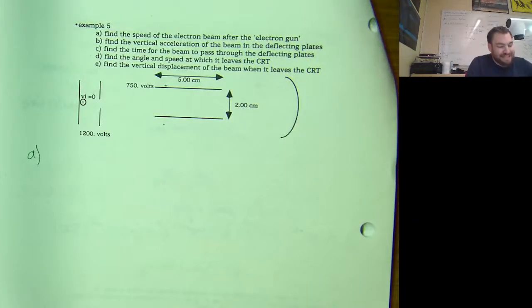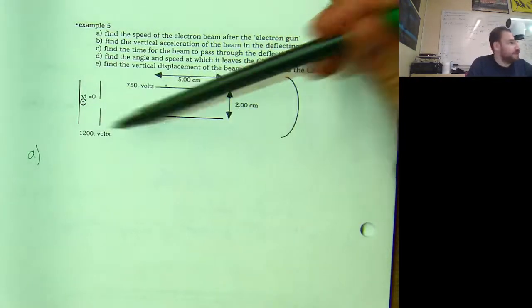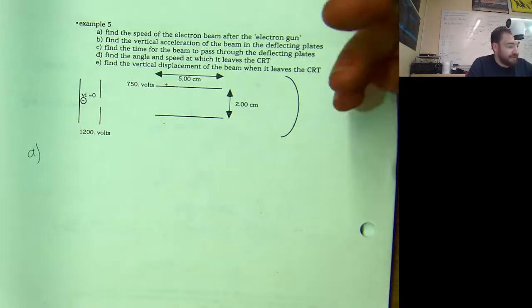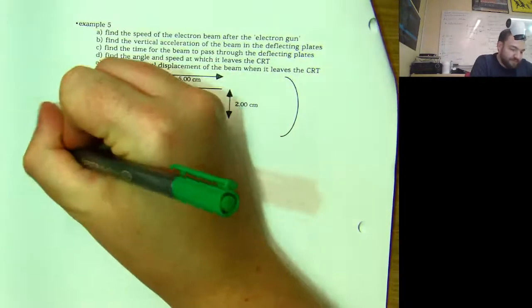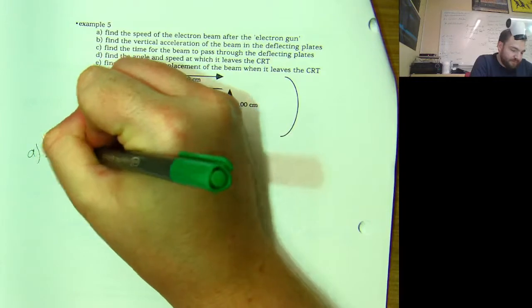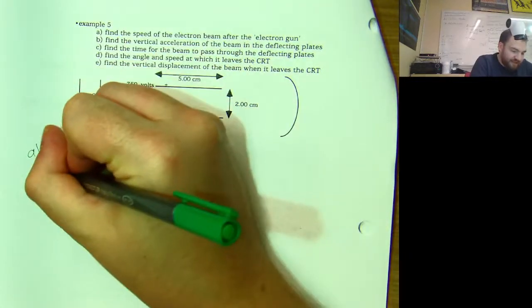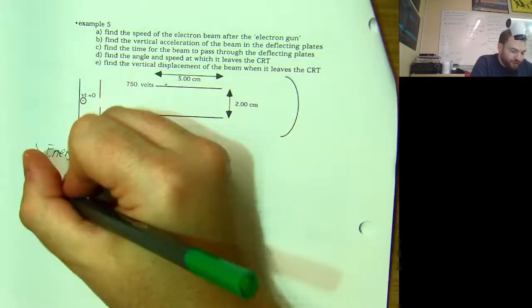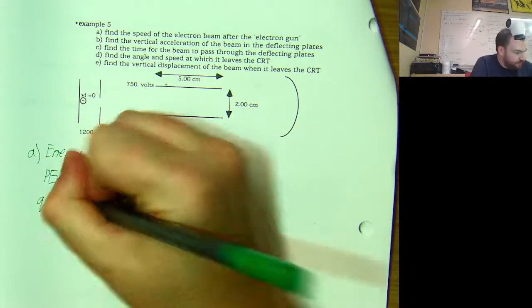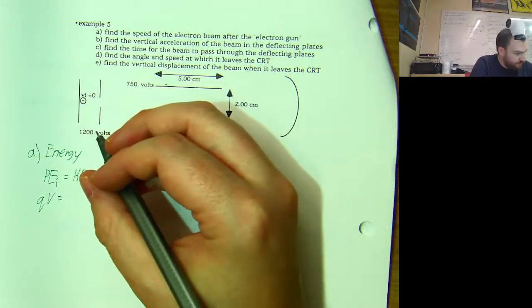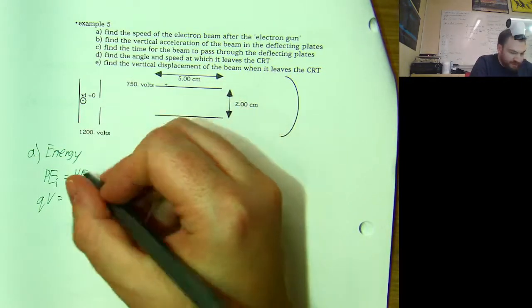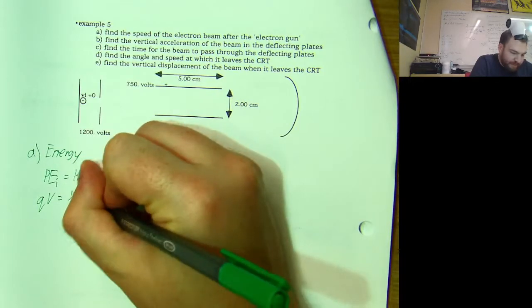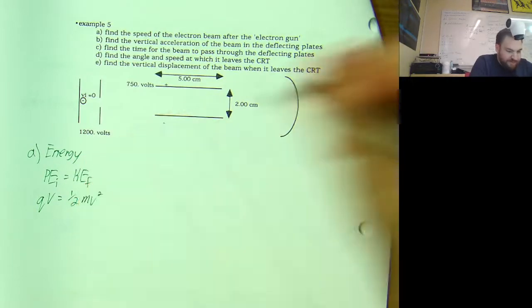So the easiest way to do that, since we don't know the distance between these plates, is to use energy. There's no work being done. So the initial potential energy is going to equal the final kinetic energy. So we've got QV equals half mv squared.